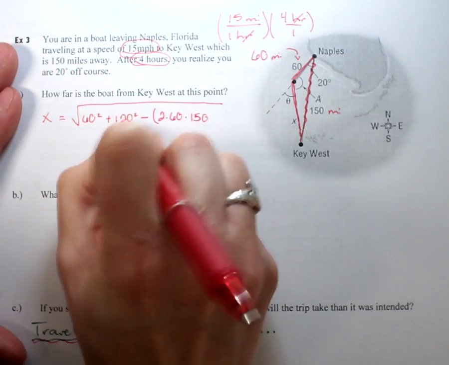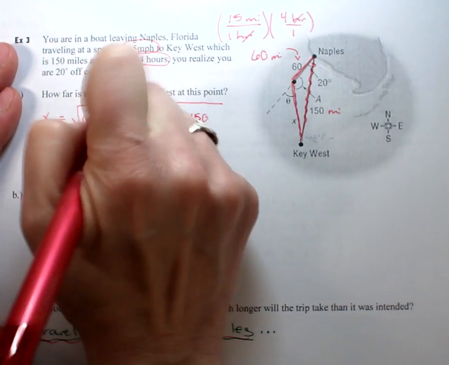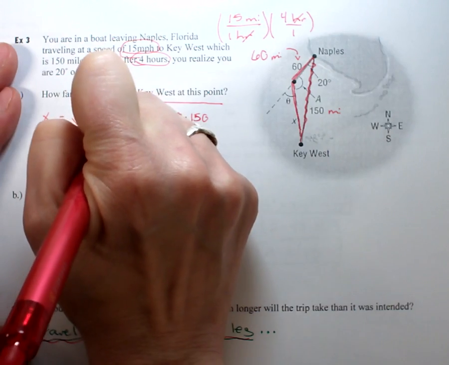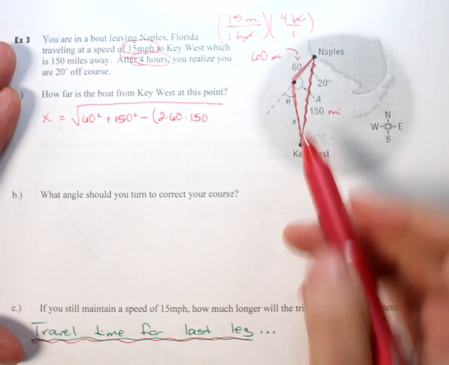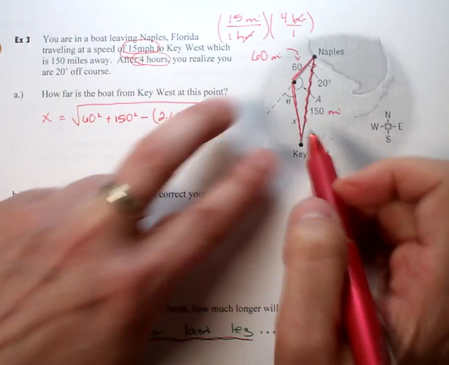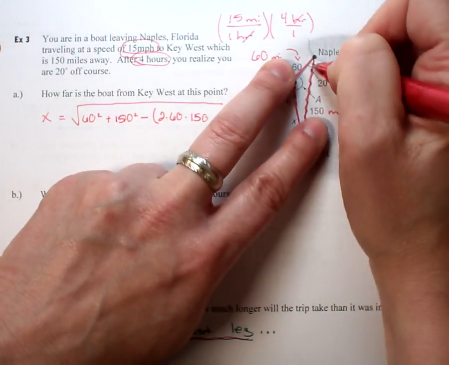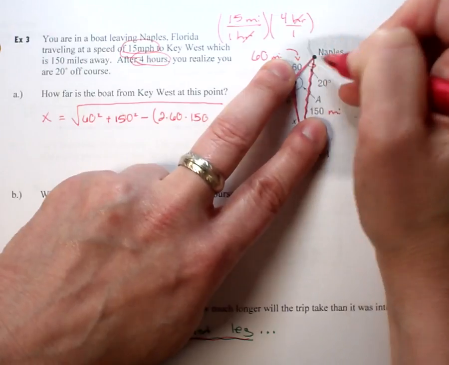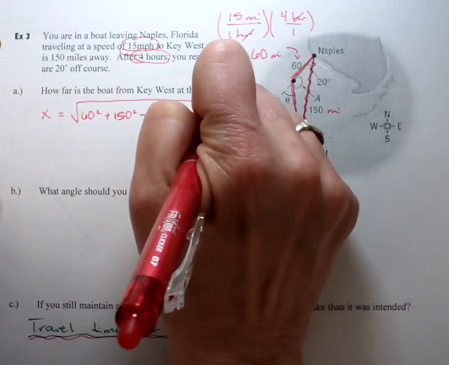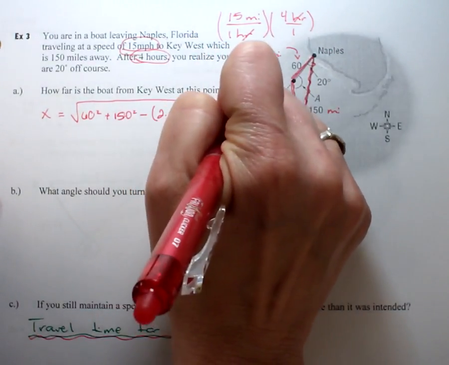Just realized I wrote that wrong back here. Sorry about that. Not stopping this video for that because I have erasable pens. All right, 2 times 60 times 150, and then I need the cosine of that included angle. Cosine 20.